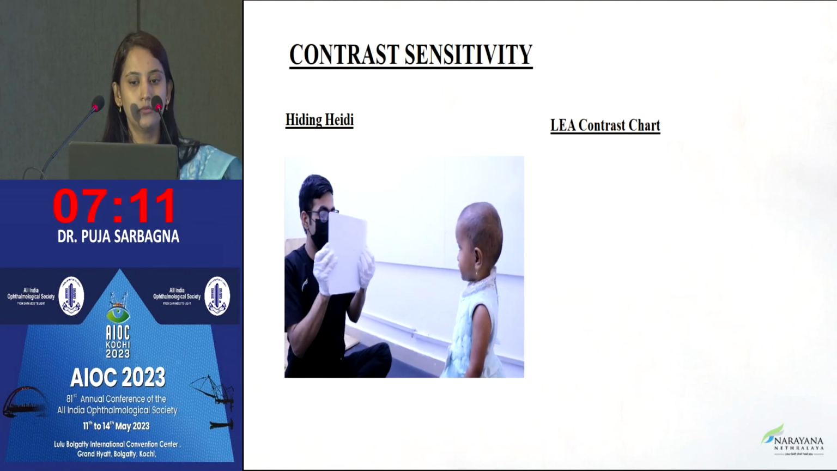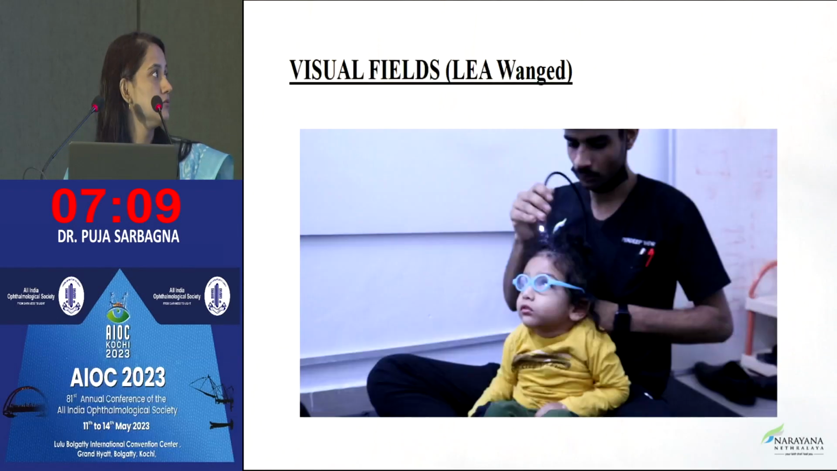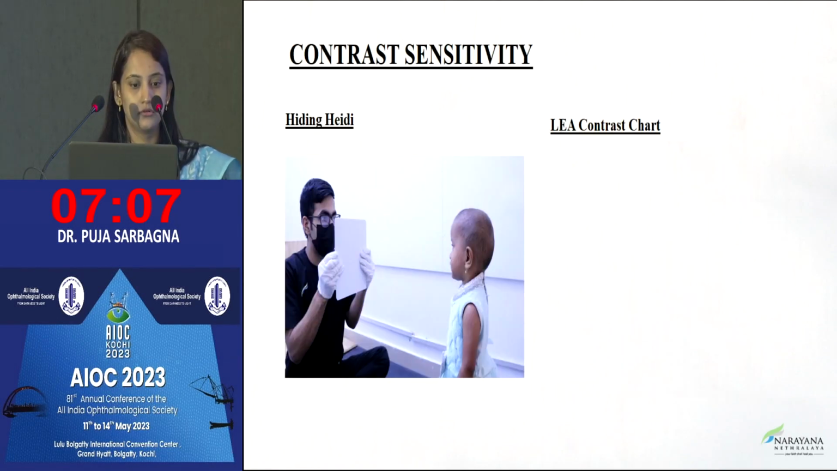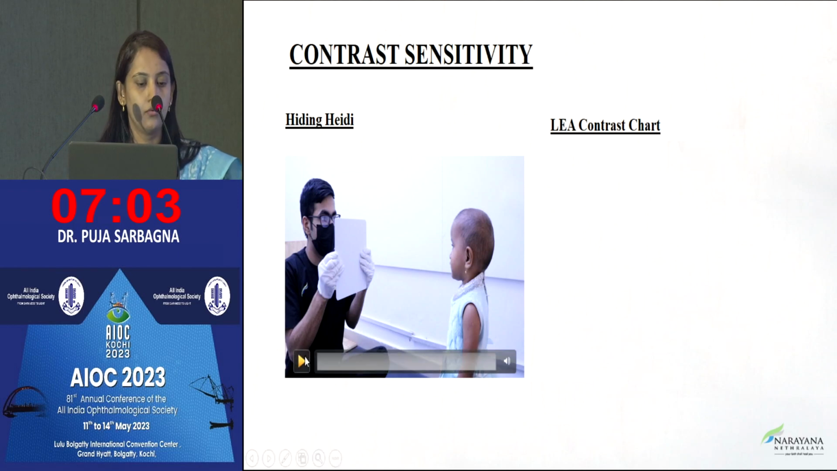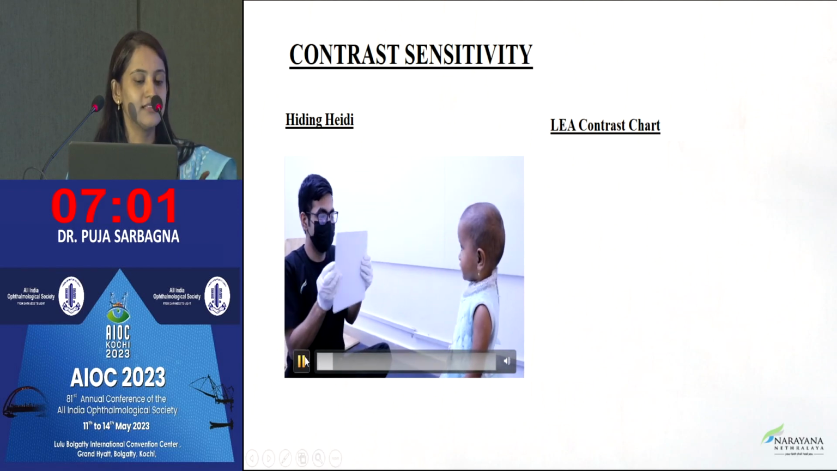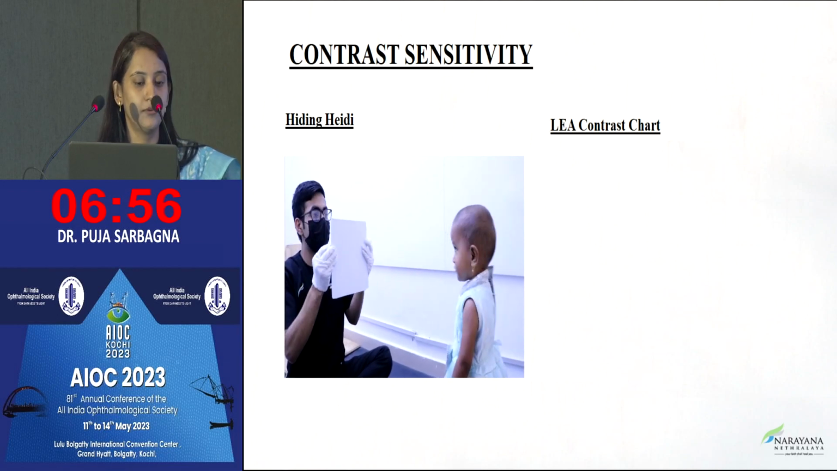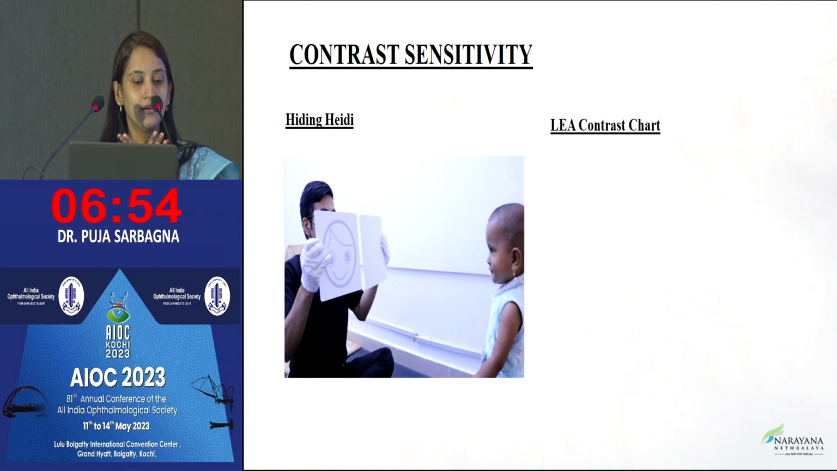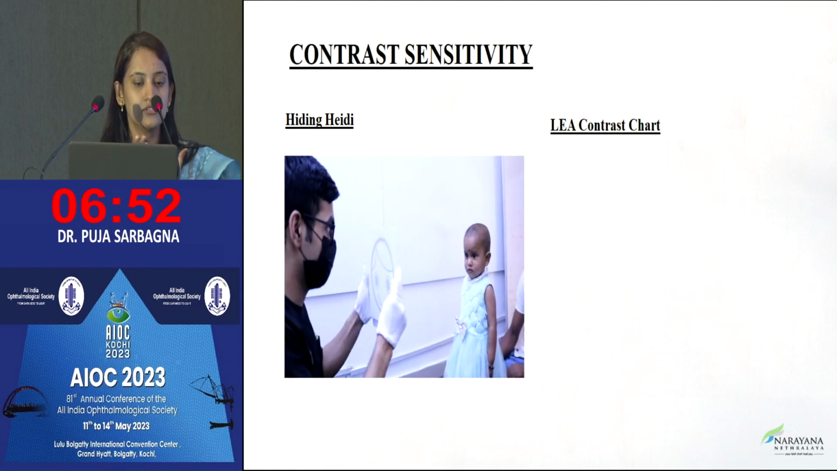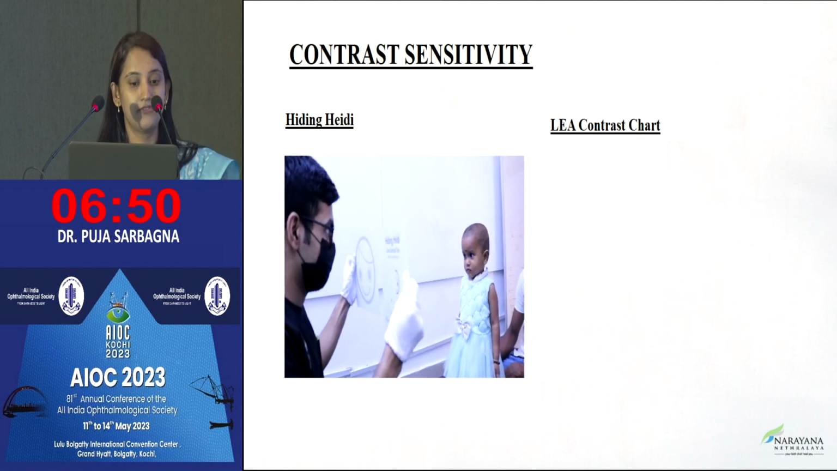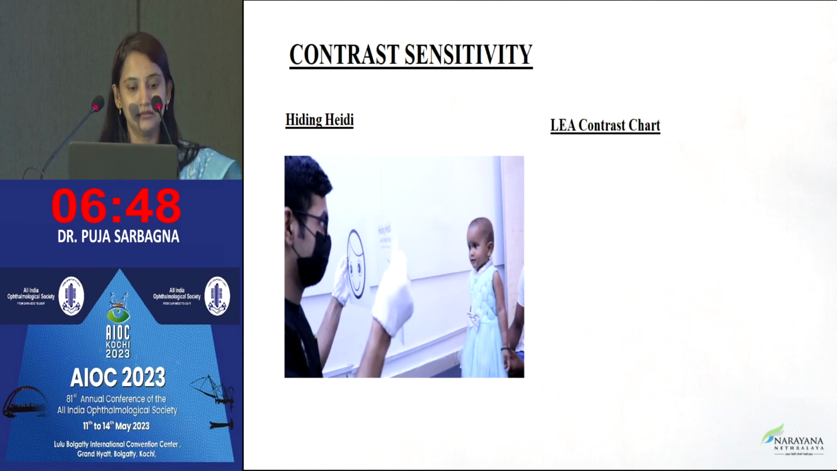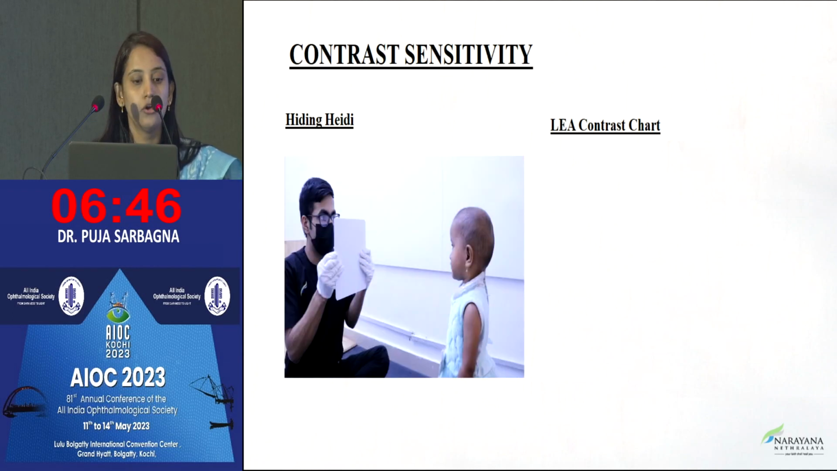For contrast sensitivity, we use Hiding Heidi. Hiding Heidi, again, is a smiley face test. Hiding Heidi starts from 100% and goes to 1.25%. Basically we hide one face and take it out, and we have to see the child respond. Whether the child is responding to the face or not, we have to document that contrast sensitivity.